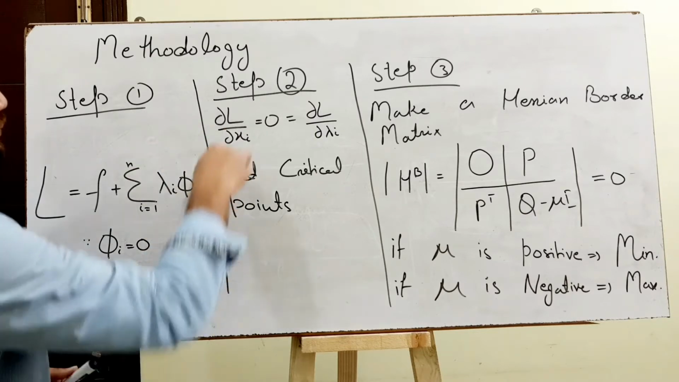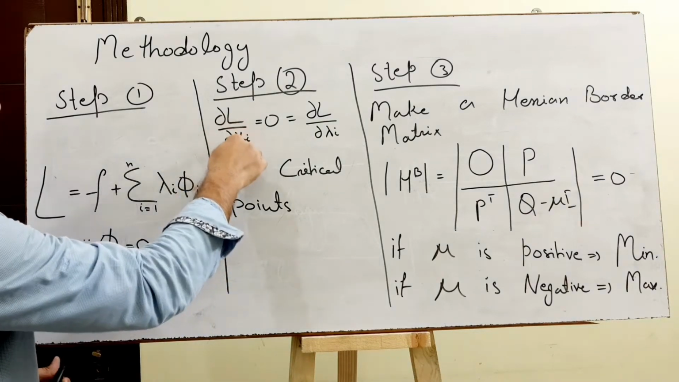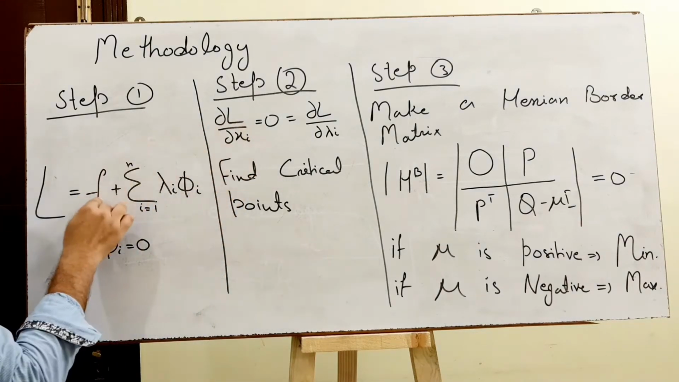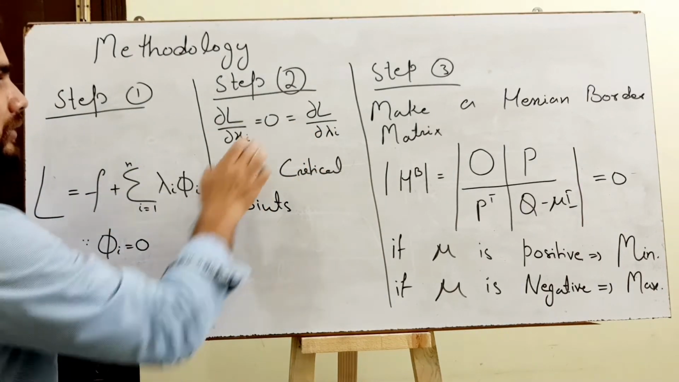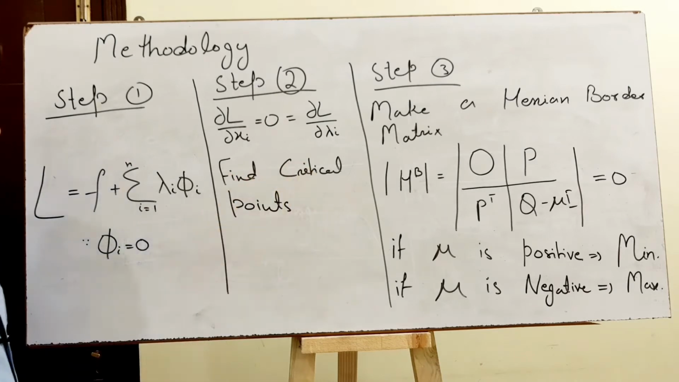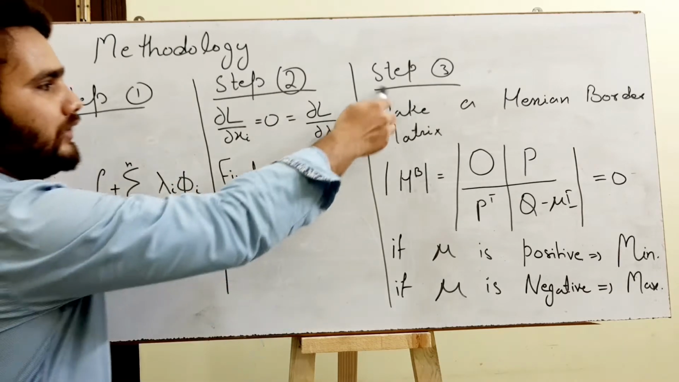Step number 2: find the derivative of L with respect to xi, where xi are the independent variables of f, and also with respect to lambda i. Make them equal to 0 and find critical points. Use this critical point in step number 3.